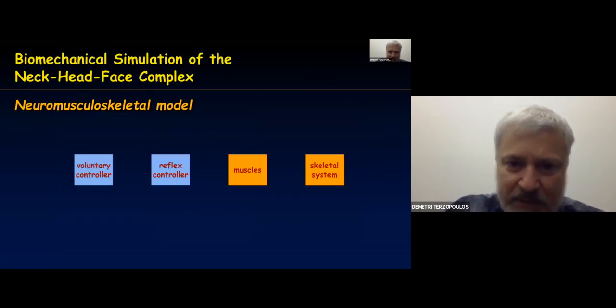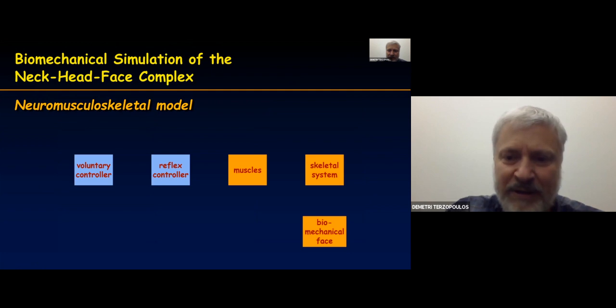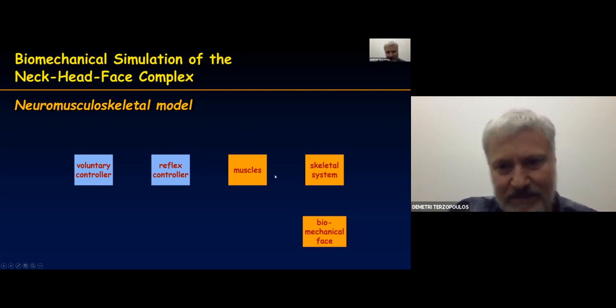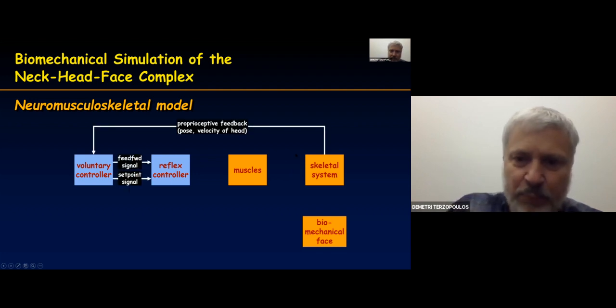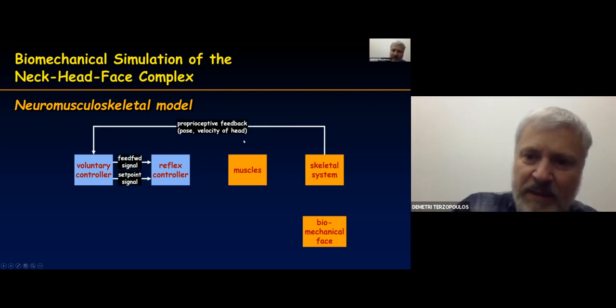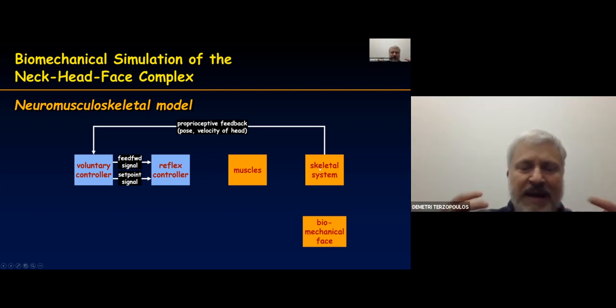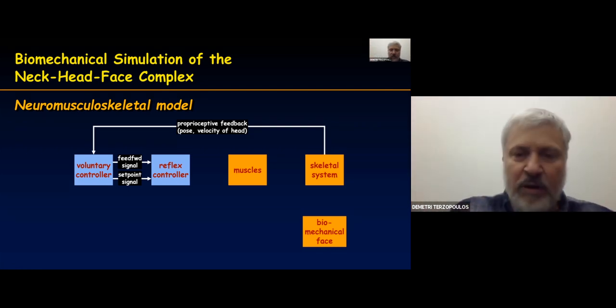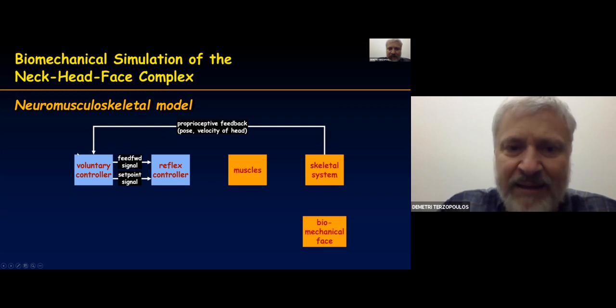So before I show you that, let me just show you a system diagram here. We have the biomechanical face model that you saw before, but there's a skeletal system, of course, the skull plus the cervical vertebrae, and then you've got the muscles of the neck that control the neck and can actuate the skull. And then there's proprioceptive feedback in the body that gives information to the brain about the pose of the body, the velocity, and so on. So you want this kind of information coming back to the controllers.